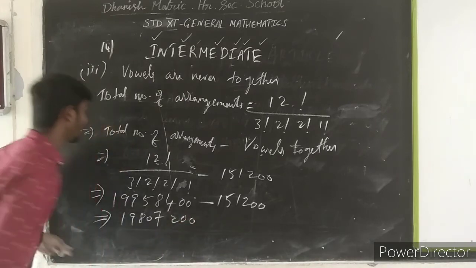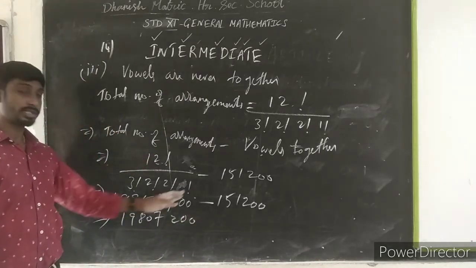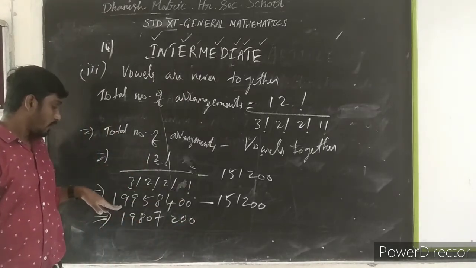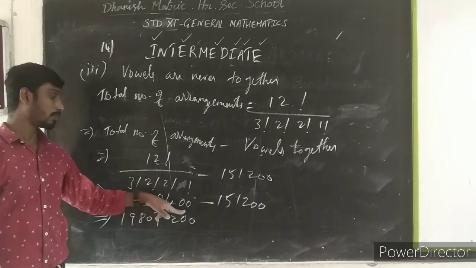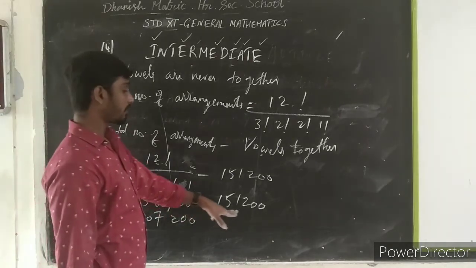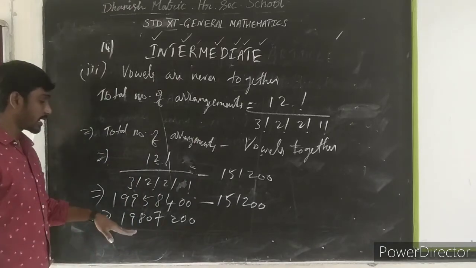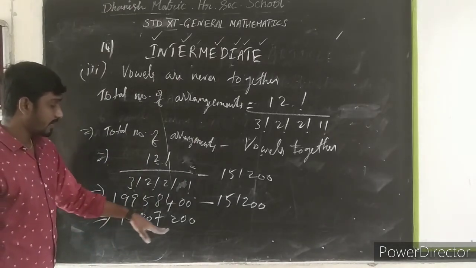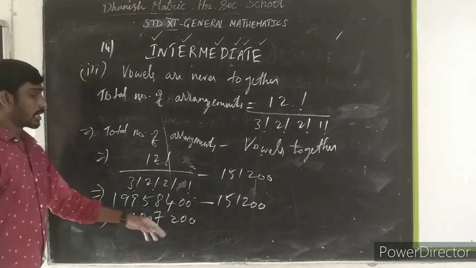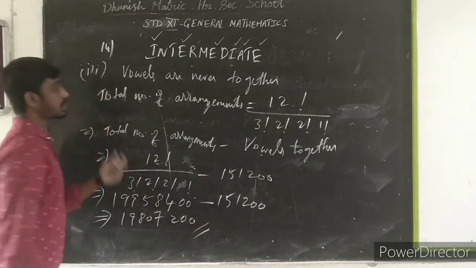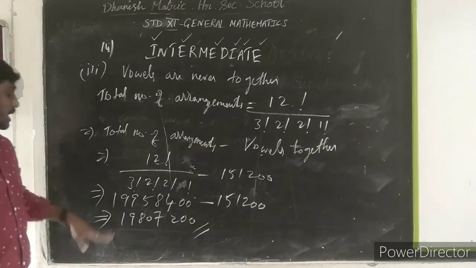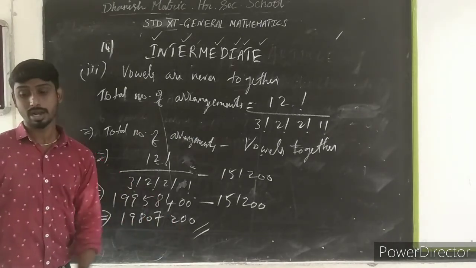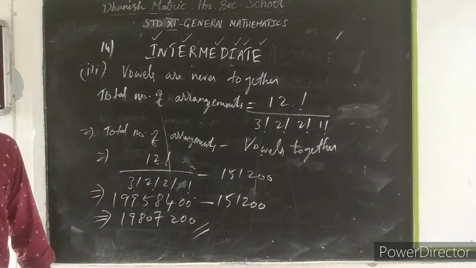If you subtract this, you get 19,807,200. So now we have the number of arrangements in which the vowels are never together, and this is how much it is.